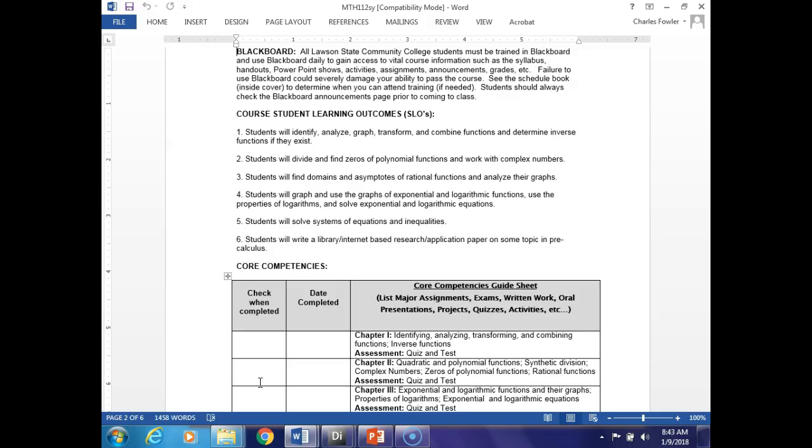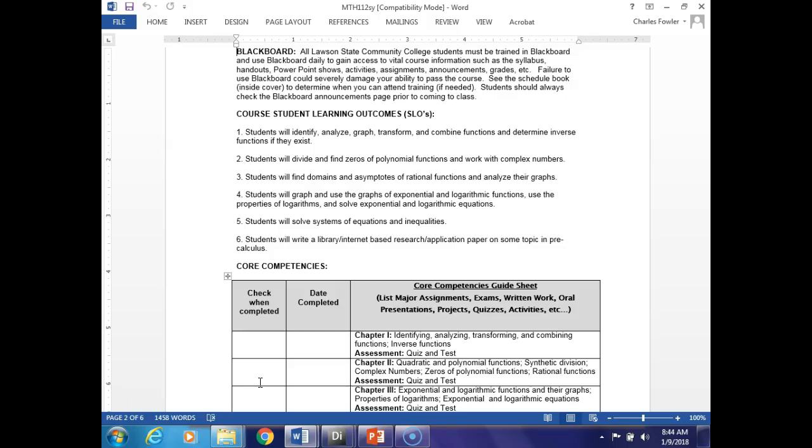Students will find domains and asymptotes of rational functions and analyze their graphs. That's section 2.6. And by the way, if you think about the algebra of functions, remember in the course description, this is polynomial functions, this is rational functions, and analyze the graphs. If you haven't noticed it yet, they love graphs. Students will graph and use the graphs of exponential and logarithmic functions, the other two that they mentioned, to use the properties of logarithms and solve exponential and logarithmic equations.